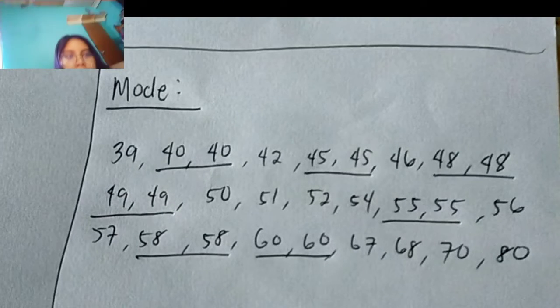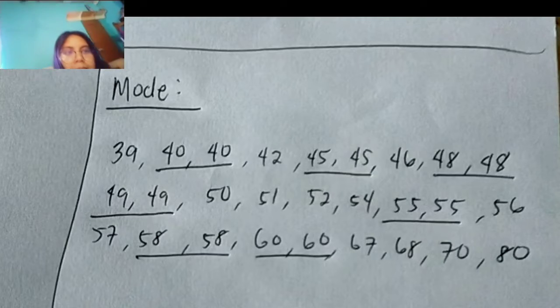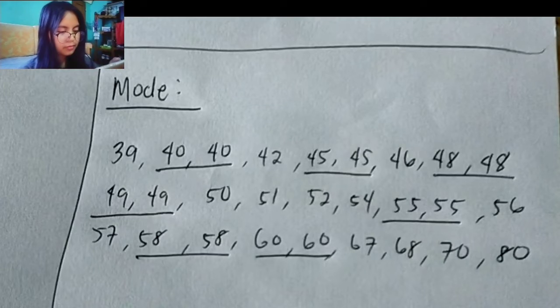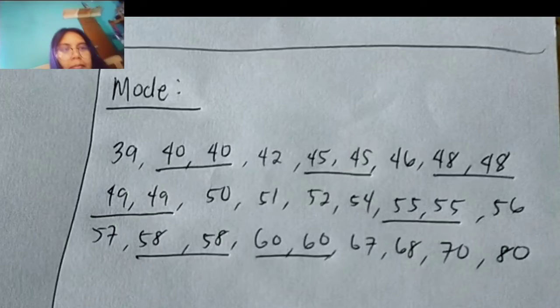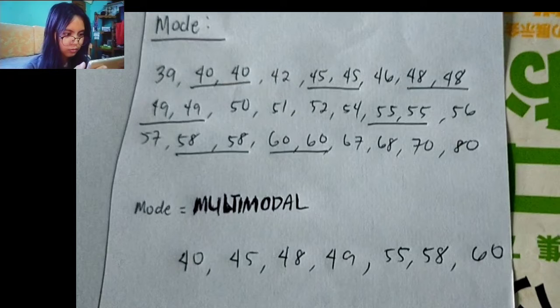The mode is a number in a data set which appears the most number of times. Arrange the data set in ascending or descending order. So, we did it in ascending order. In this case, the mode numbers are 40, 45, 48, 49, 55, 58, and 60. If the data set has 3 or more modes, we call it multimodal. Since we have here 7 modes, then it is multimodal.